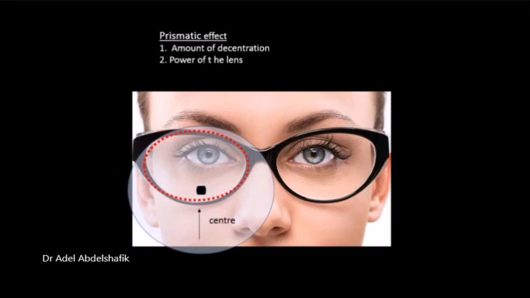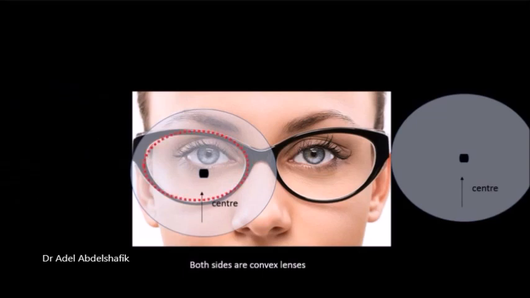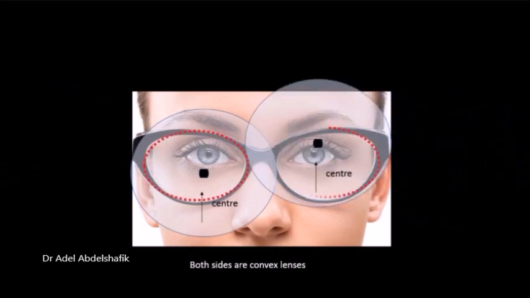The amount of shift of the image depends on the distance between the pupil and the center of the lens and depends on the power of the lens. The more the decentration distance, the more the prismatic effect. The higher the lens power, the more the prismatic effect. In this example, this patient will suffer maximum because the prismatic effect in one side differs from that on the second side.